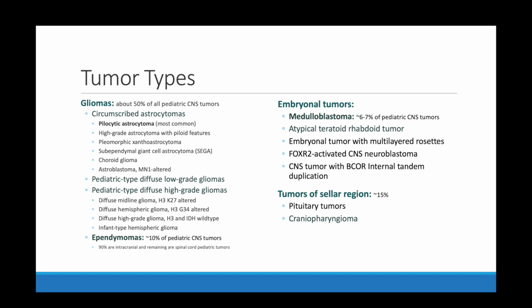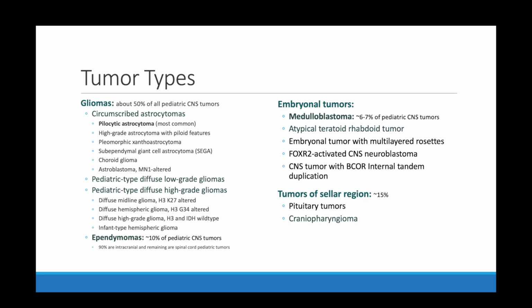About 15% of the time, pediatric patients might have tumors of the sellar region. So these can be pituitary tumors like pituitary adenomas, or also craniopharyngioma. And tumors located in this area often present with that bitemporal hemianopsia because the optic chiasm is located just superior to this region.